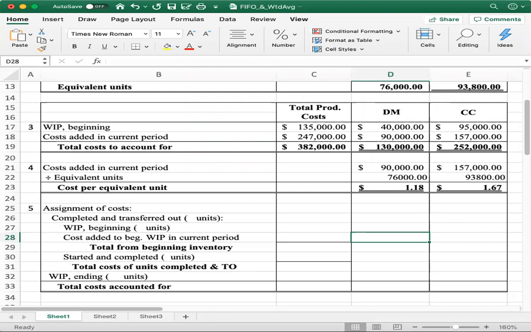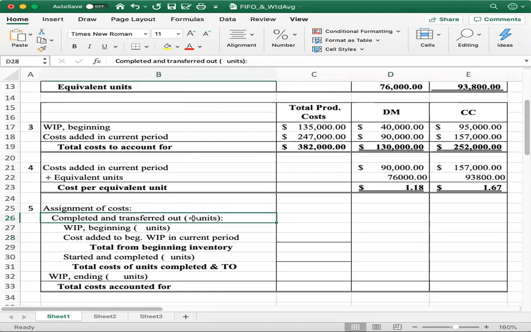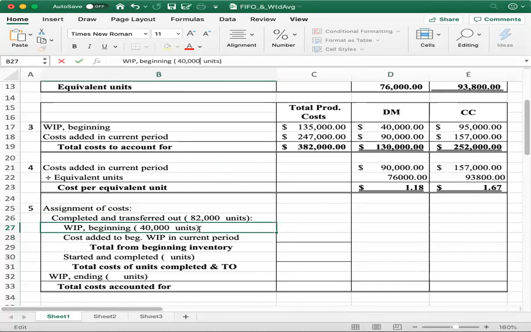Now we start part 5, the cost assignment part. All right. Before we start, let's fill out the information on the left-hand side where it says completed and transferred out units. That information is given in the question. We completed 82,000 units and transferred to finished goods inventory. How many units are in the beginning work in process? That's also given. There are 40,000 units in the beginning work in process. If 40,000 is in the beginning work in process, 82,000 are total completed and transferred, and we are using the FIFO method, that means the 40,000 are the units that we first completed.